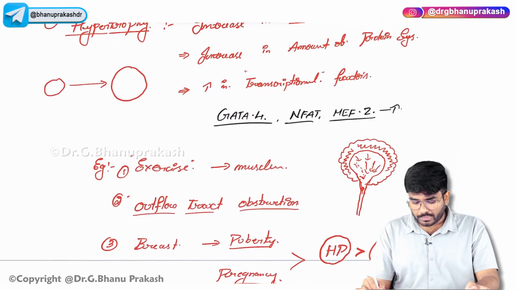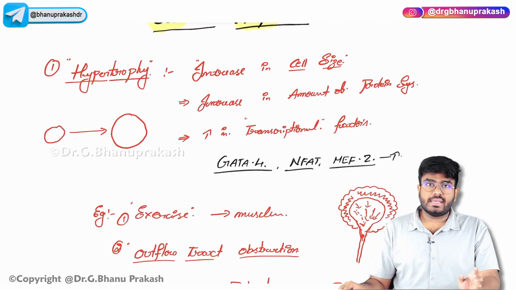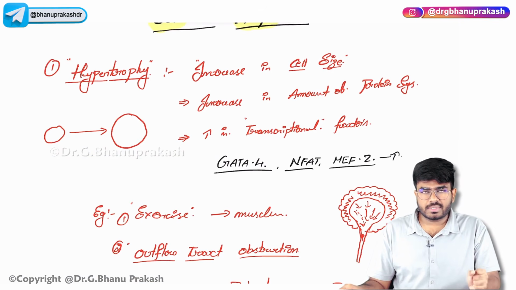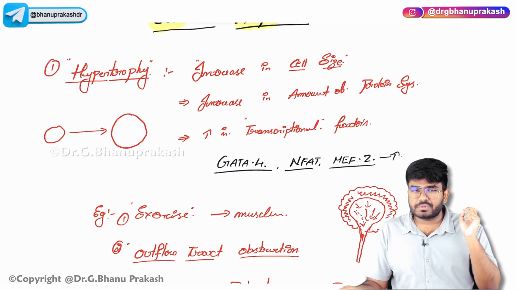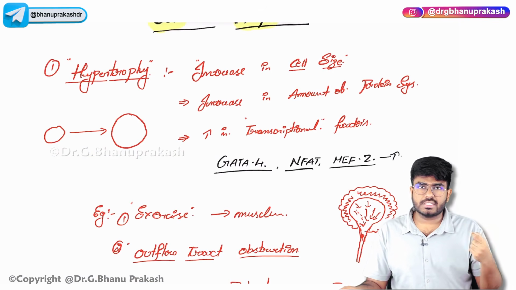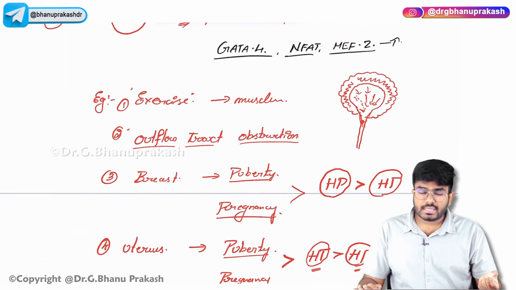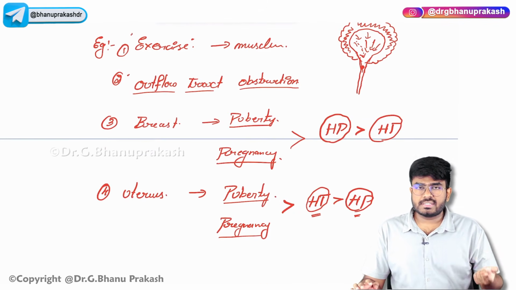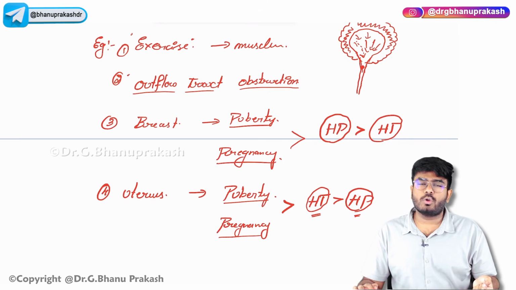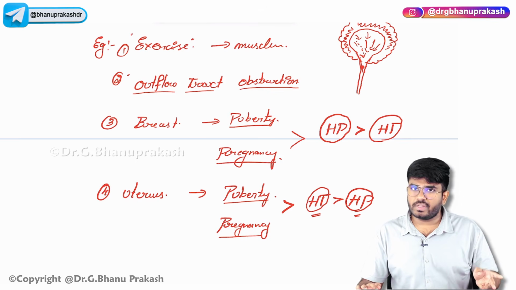So, with this what have we completed? We have completed hypertrophy. Examples of hypertrophy are seen in exercising muscles. If there is any outflow tract obstruction, definitely you can see hypertrophy of the muscles. In puberty and pregnancy the breast size and uterine size increase. In the breast, hyperplasia is more predominant, in the uterus hypertrophy is more predominant, but both happen.